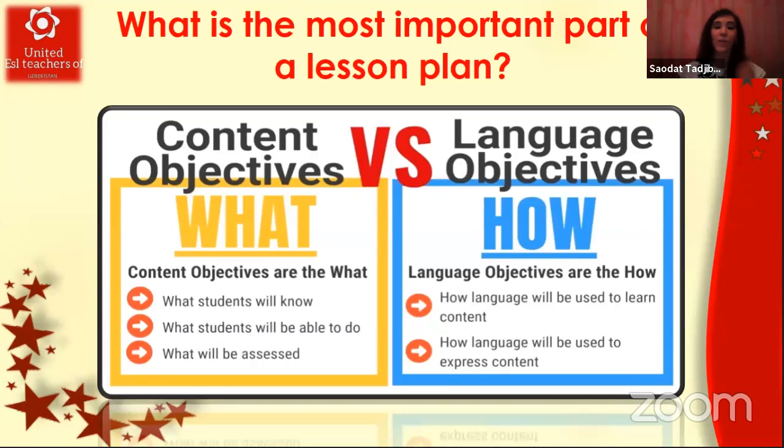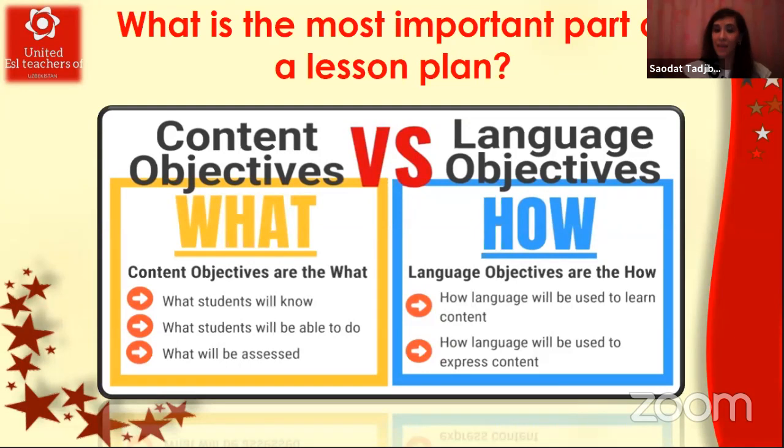If you have your content objectives as well as language objectives before the lesson, and at the end of the lesson, you will assess your students according to your content and language objectives. You will identify how well you managed to explain, and how well your students managed to get this input during your session. This is all about content and language objectives.